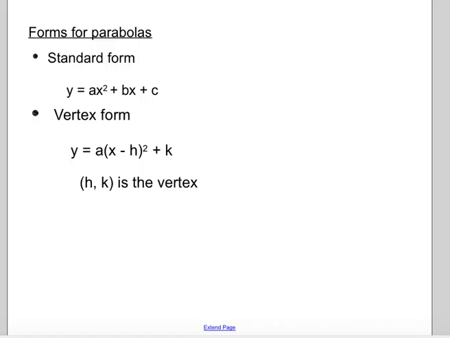So there's two forms of parabolas. One we've been covering already with standard form. That's the one you're familiar with, which is y equals x squared plus bx plus c. And then the one we're going to really focus in on today is vertex form, which is y equals a times, in parentheses, x minus h squared plus k. And when it's in that form, you can easily see the vertex because (h, k) there is your vertex.